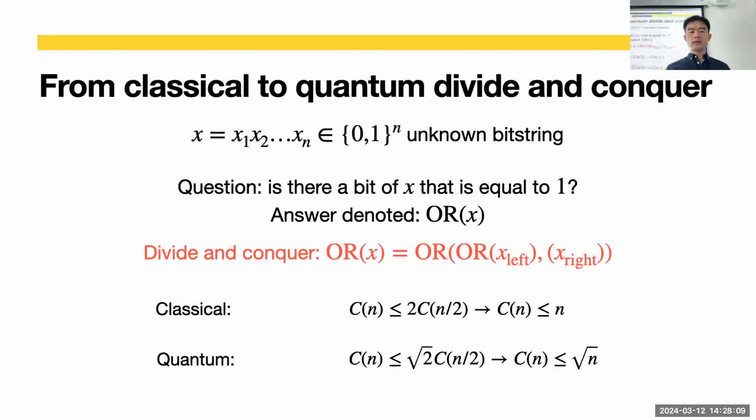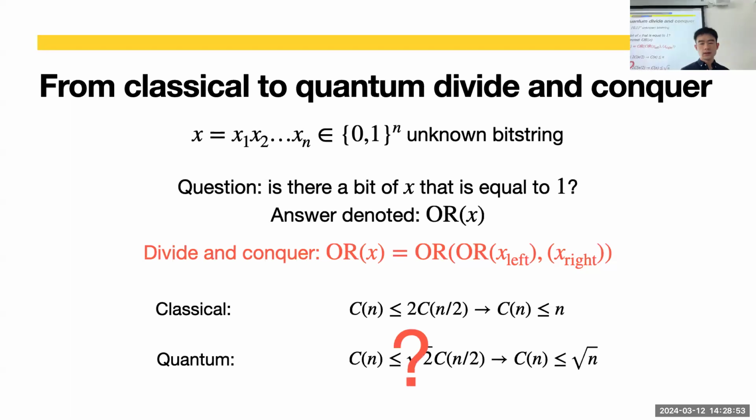Because computing the OR of n objects has quantum cost order square root of n, courtesy of Grover's search, we might hope that for the quantum version of this recurrence, because we are searching over sort of 2 bits, the OR of x left and the OR of x right, the 2 in the coefficient of C(n/2) gets turned into a square root of 2. And actually, if it really did turn into a square root of 2, this recurrence relation solves to C(n) is less than or equal to order square root of n, which is in fact the right answer for this question.